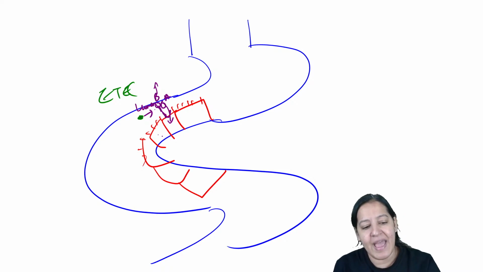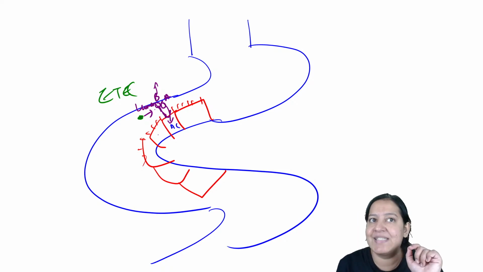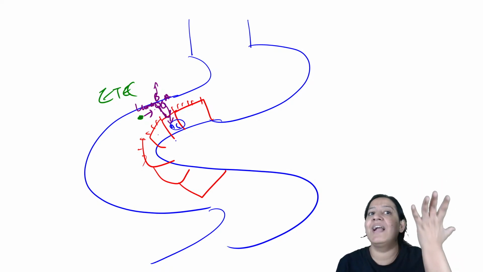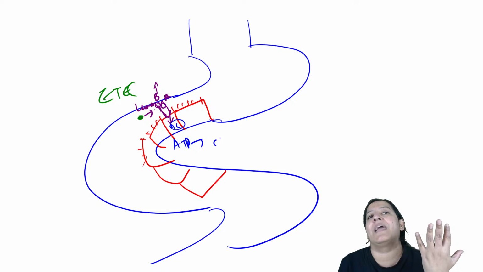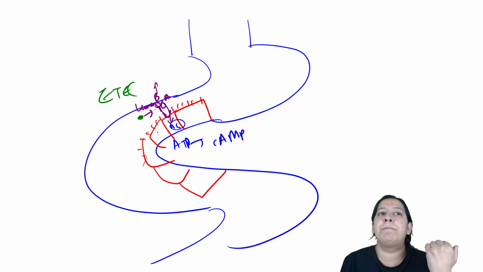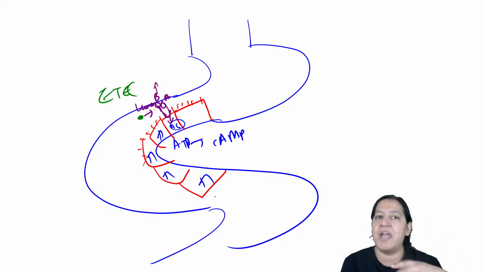So inside, an enzyme is present. The name of the enzyme is adenyl cyclase. So A1 will activate adenyl cyclase. On activating adenyl cyclase, it splits ATP into cyclic AMP. So inside this cell, cyclic AMP will increase. In all these cells, cyclic AMP will increase.